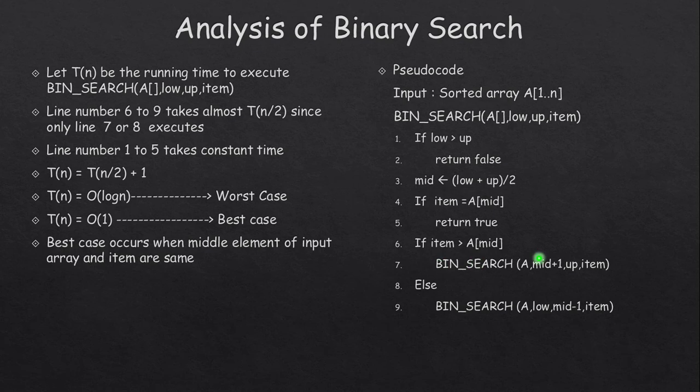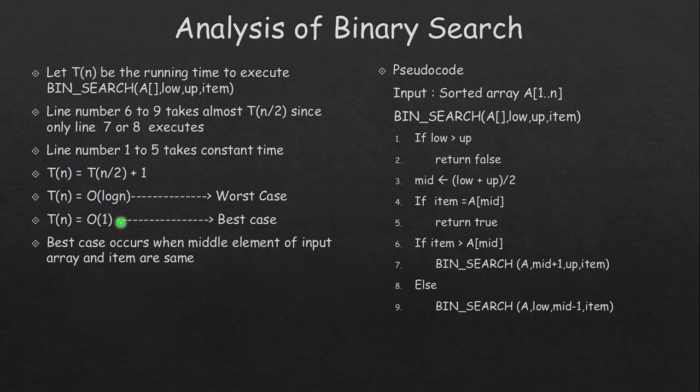This one recursive call will take T(n/2). Line numbers 1 to 5 take constant time. Here these lines 1 to 5 are independent of n, so they take only constant time. So I can write the recursive equation as T(n), that is the running time to execute binary search on the entire array, equals T(n/2) plus 1. Here I am splitting the problem into half the size, but only one half is considered. That's why it is T(n/2) plus 1, since lines 1 to 5 are a constant. So you already solved this example. T(n) will be O(log n). So that's the worst case.